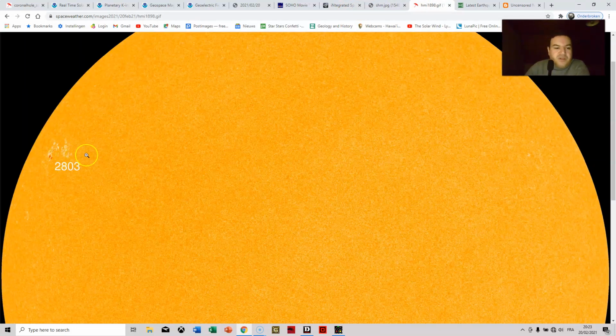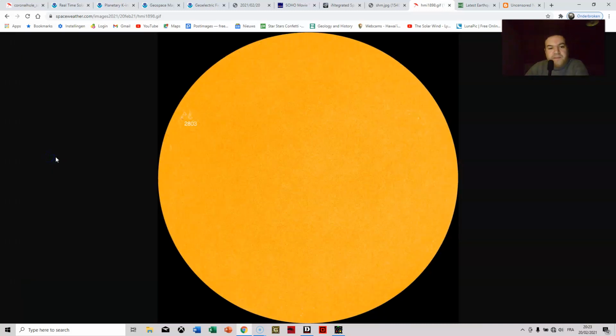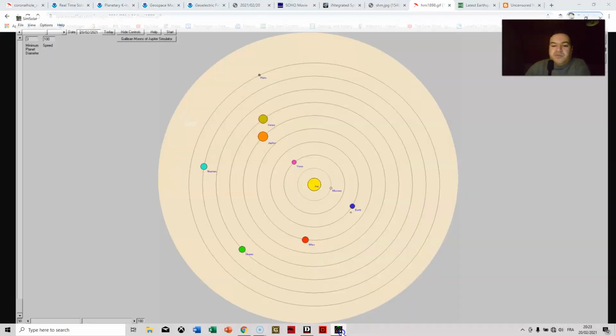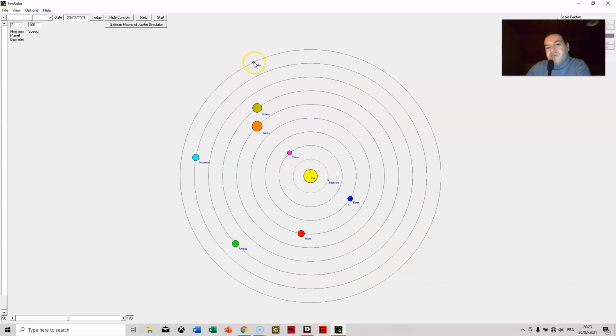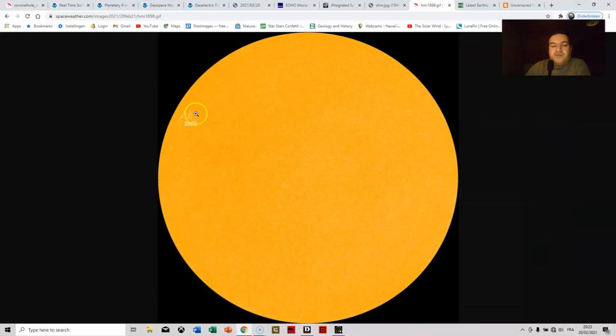There is a sunspot on our sun. It is not complex. It has only an alpha denomination, and this will probably produce B flares at best. But it is important to notice that we are in a special planetary alignment configuration, and this could add complexity or make this sunspot grow bigger as it crosses the limb of the sun and faces our planet. But we'll have to see in the coming days.